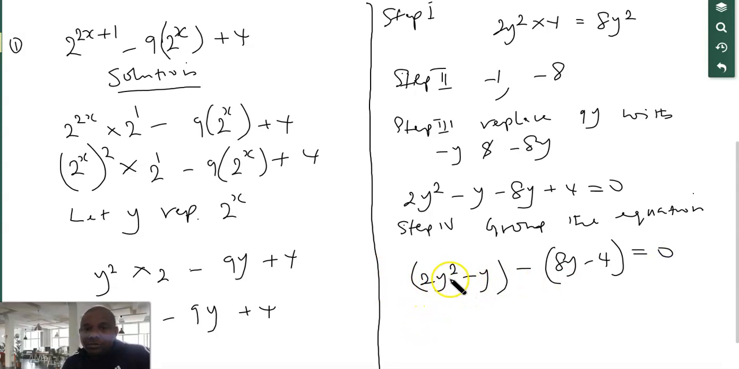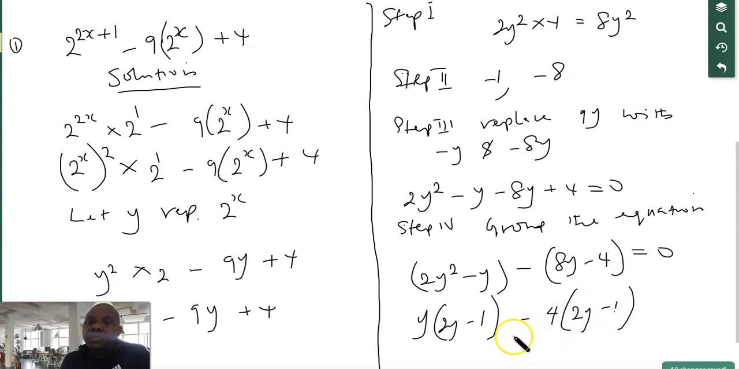So take the common factor. The common factor here is y. If we take y out of here, we're left with 2y minus 1. The common factor in the second group is 4. If I take 4 out of here, it's going to be 2y, and 4 divided by 4 will be minus 1. So now we have two common brackets.